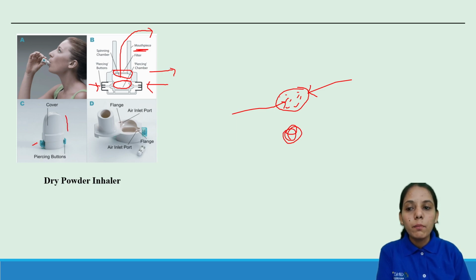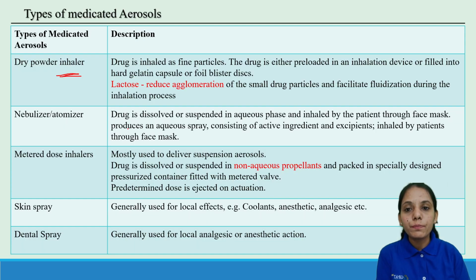These aqua blue colored parts are the piercing buttons. Inside this space you can see a capsule, where the capsule will be placed. Once the patient presses the piercing button, the capsule ruptures, and because of the inhalation and exhalation process, the fluidity carries the drug inside the patient's mouth.